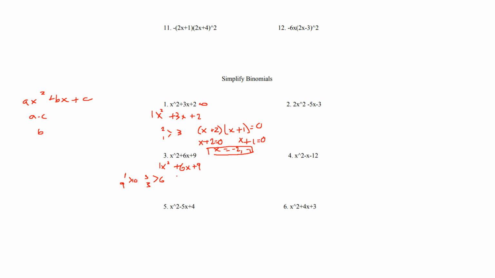So to factor this, you're writing x plus 3. And you're multiplying that by x plus 3. You could also write this as just x plus 3 squared. And to solve this, just set x plus 3 equal to 0. And if you move the 3 over to the other side, that gives you an answer of x equals -3 for number 3.